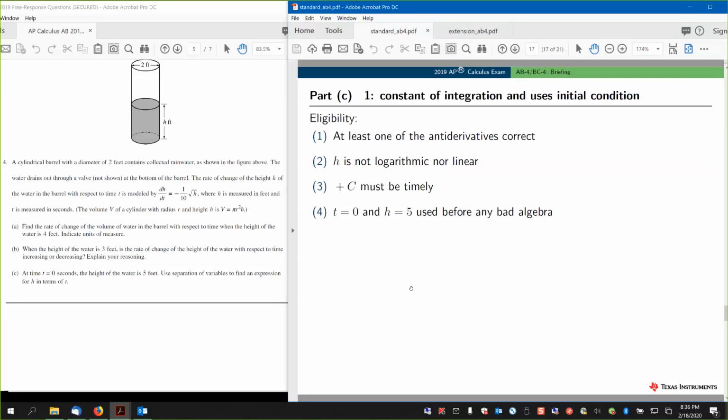They can't get all the way down to the end of the problem and then all of a sudden say, oh, I've got to add this plus c in there. That just doesn't work. And the initial condition must be used, must appear before there's any bad algebra.